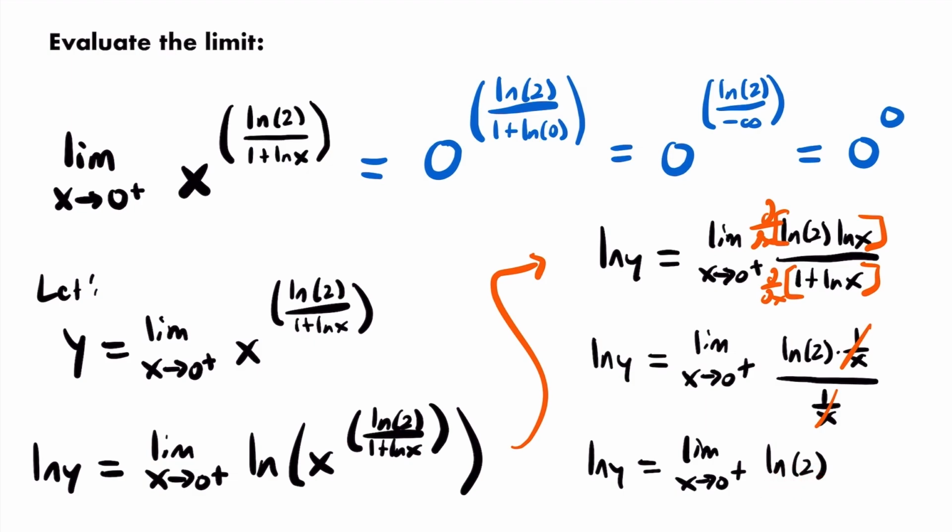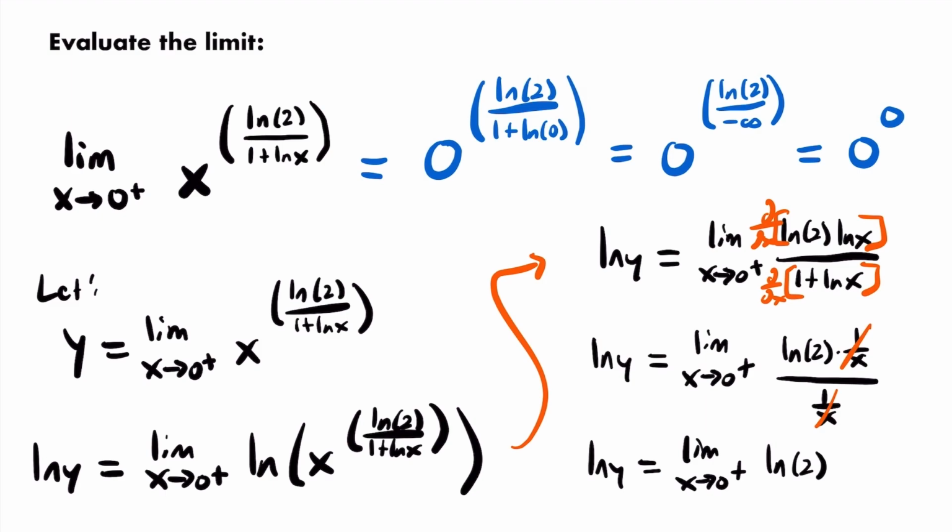But the natural log of 2 is just a constant, right? There's no variables in that expression. It's not the natural log of 2 times x. It's just the natural log of 2. And the limit of any constant is just equal to that constant. So this changes from being the natural log of y equals the limit as x approaches 0 from the right of the natural log of 2 to just the natural log of y equals the natural log of 2.